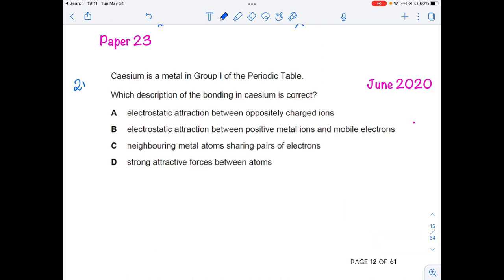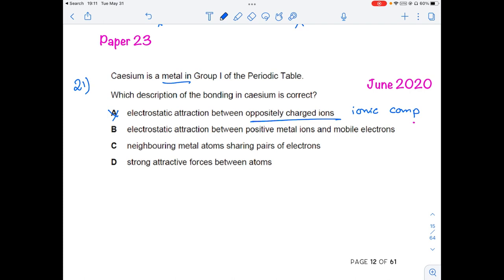Coming to the next question, question number 21. Cesium is a metal in group 1 of the periodic table. Which description of the bonding in cesium is correct? Electrostatic attraction between oppositely charged ions. Oppositely charged ions are in ionic bonds or ionic compounds. But we have a metal. So the first option is going to be wrong.